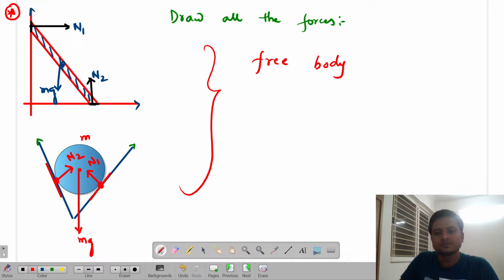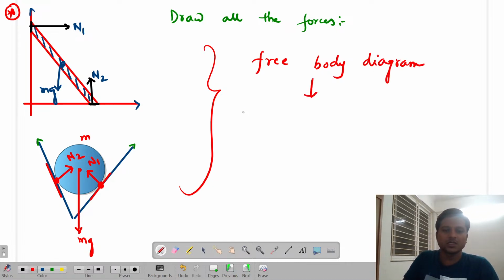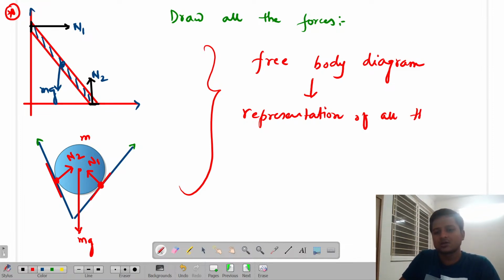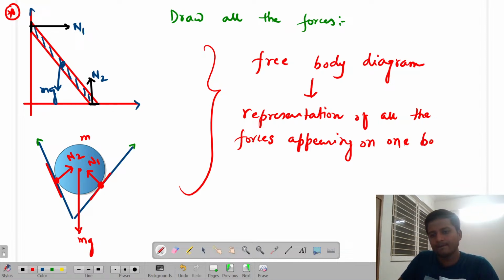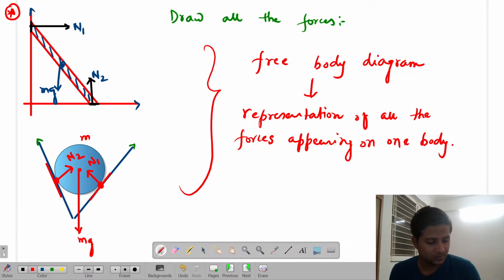This is what we call it. Basically, what is a free body diagram? Nothing but the representation of all the forces appearing on one body. Are you able to get me or not? Is that clear? Is this clear or not? So basically these are going to be called your normals and all those kinds of things, whichever you want to call it. And based upon that, we will have things over there. Okay.